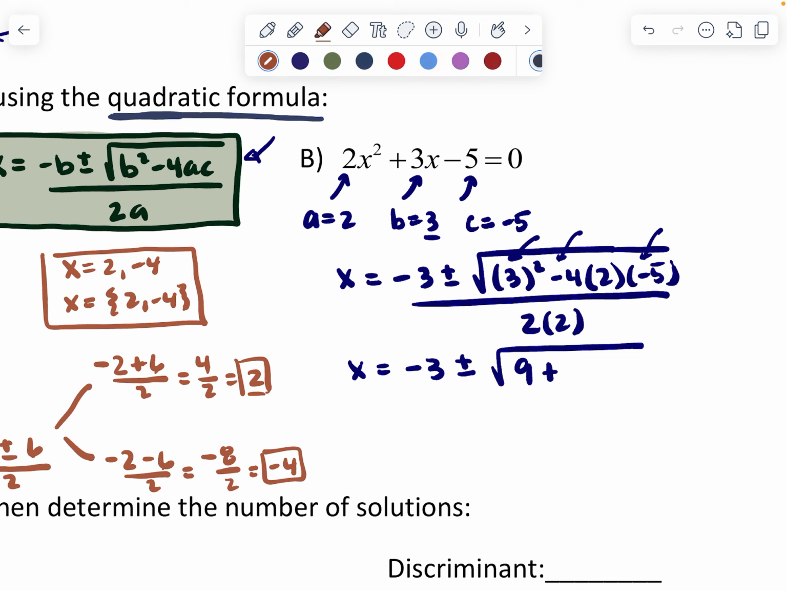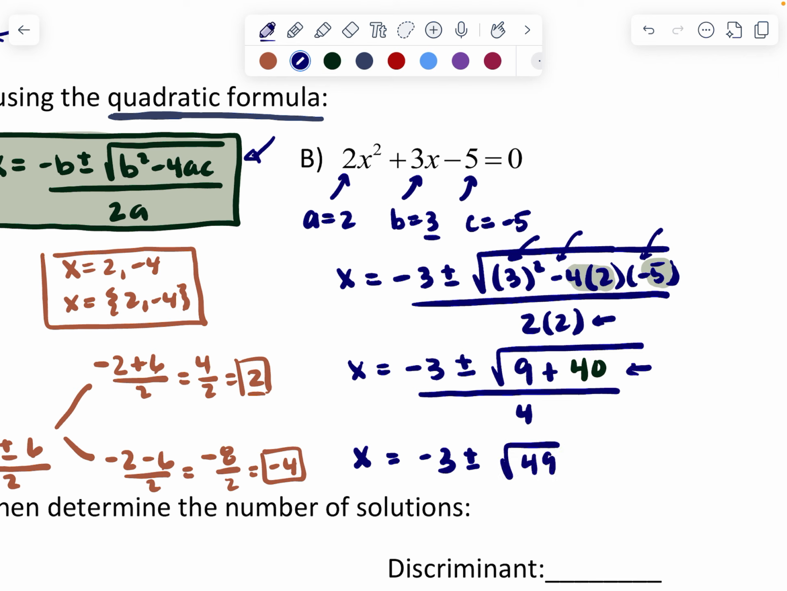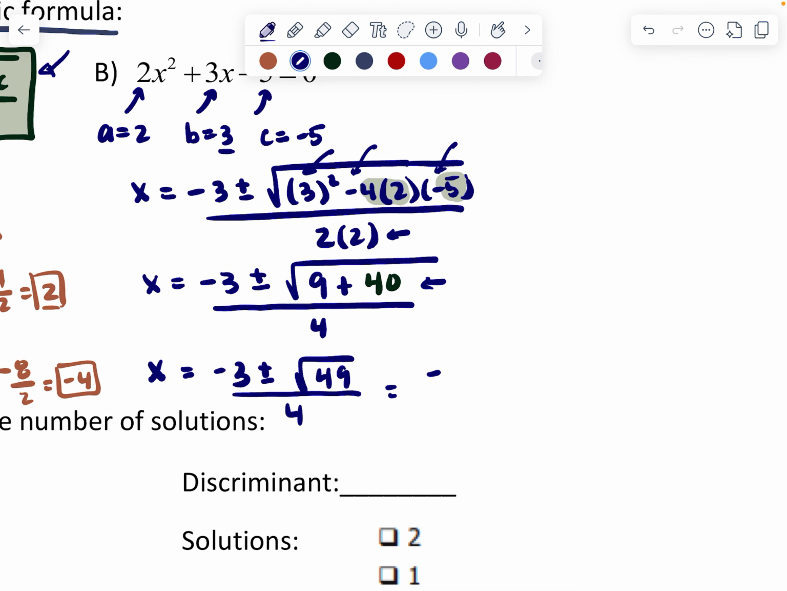And then you guys multiplying these together. Okay, let's check this out. I'm going to have 4 times 2 is 8. 8 times 5 is 40, right? So this is going to be a 40. And then all over this 2 times 2, which is 4. Okay, let's add the 9 and the 40 together. So this is going to be x equals -3 plus or minus the square root of 9 plus 40 is 49, all over 4. And then if we keep going, we're going to get -3 plus or minus, hey, the square root of 49 is a nice number. That's 7, all over 4.